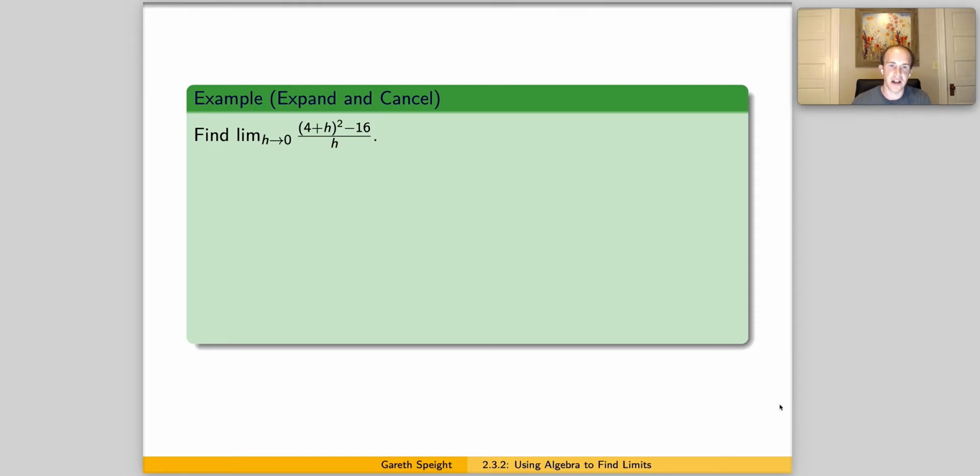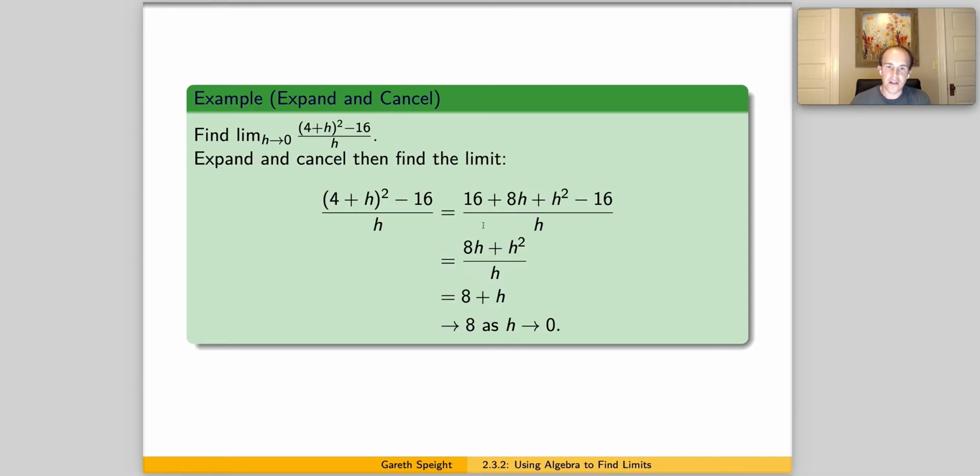So let's expand and cancel, right? We have a square, so let's try to expand the square. (4 plus h) squared minus 16 becomes 16 plus 8h plus h squared. Remember, we get 2 copies of the 4 times h, so we get 8h. And then we still have the minus 16. Now we have a 16 and a minus 16. They're going to cancel. We're just left with 8h plus h squared divided by h. Now everything is divisible by h on the top, so let's cancel the h. That just becomes 8 plus h.